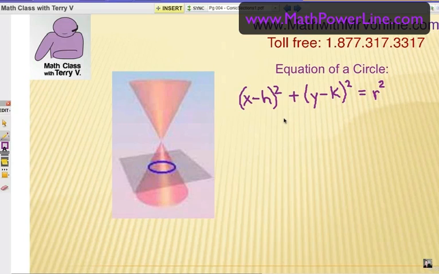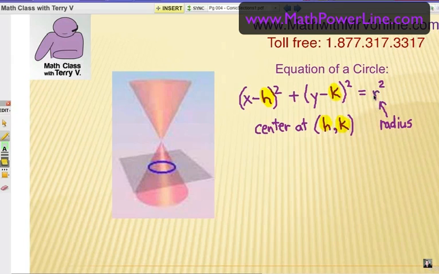So if you can identify from this equation form what the h and the k values are, then you'll know where to locate the center of the circle, and you'll know the radius, so you can sketch it out from there once you know the center and the radius. So you're going to locate the h value there. That's going to be the x coordinate of the center, and the k value right there in the formula is going to be the y coordinate of the center.